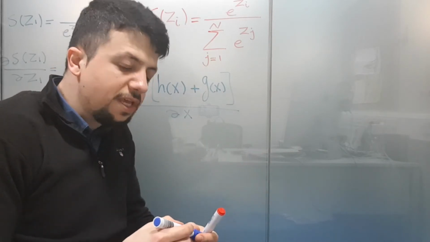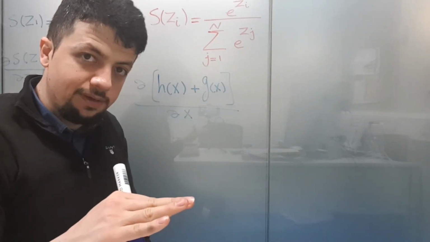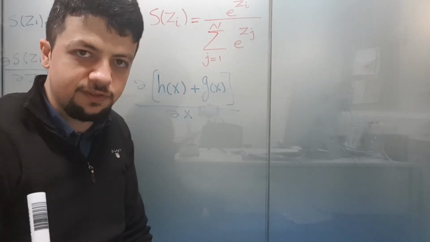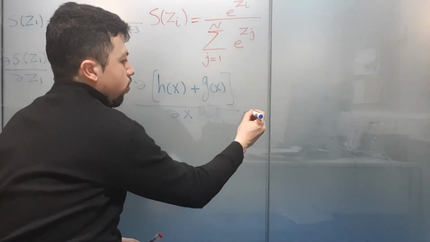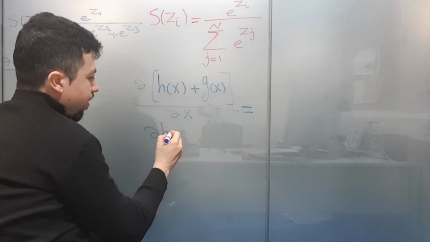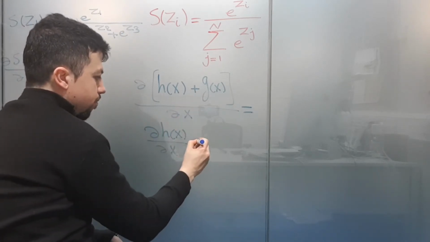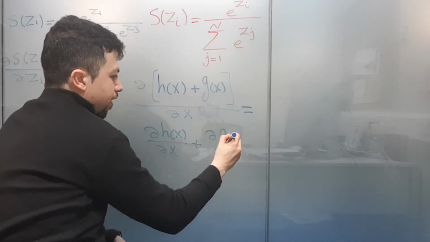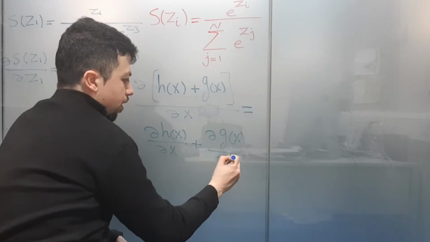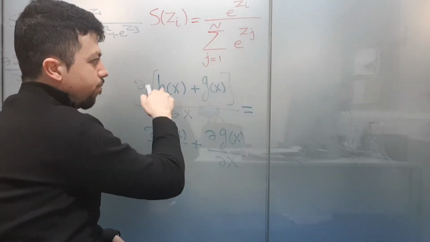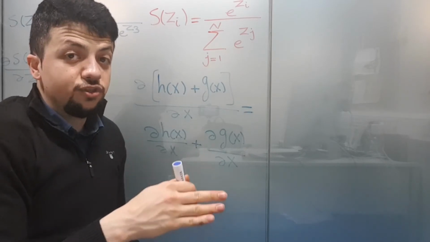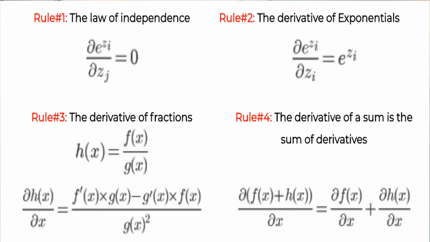Yeah? So the rule says the derivative of a sum is the sum of derivatives, meaning that this entire thing equals the derivative of h of x with respect to x plus the derivative of g of x with respect to x. So the derivative of the sum equals the sum of the derivatives. But these are the only things that you need to know to really understand the partial derivative process of the softmax function with respect to its inputs.